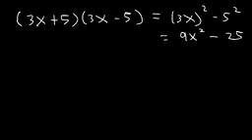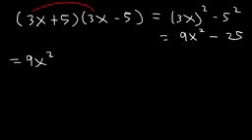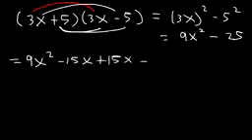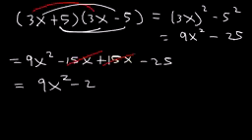But let's prove that this answer is correct. 3x times 3x is equal to 9x squared. 3x times negative 5 is negative 15x. 5 times 3x is 15x. And 5 times negative 5 is negative 25. So only if these two are the same, and if one is positive and the other is negative, will the middle terms cancel. And so the final answer is 9x squared minus 25.